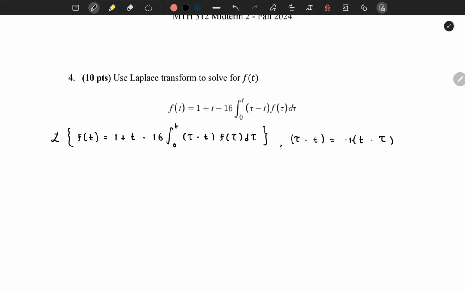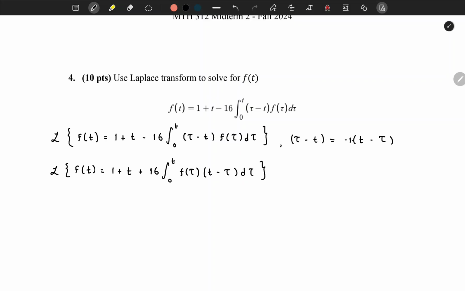So this minus 16, let's rewrite the whole thing. We can take it out and it would turn into a plus 16 times the integral from 0 to t, and now we pretty much have our form. You can just write f of tau, and then we have our t minus tau d tau. And now this is the correct form for convolution.